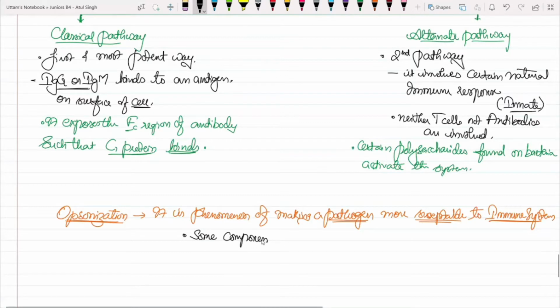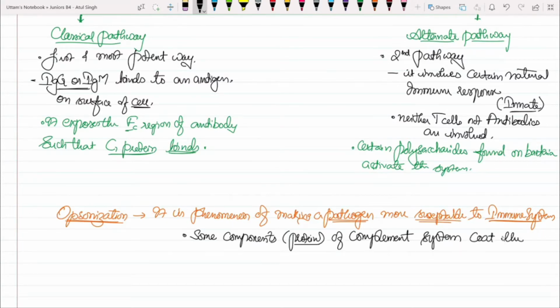So over here, what happens? Some components, that is proteins only, in the complement system. Proteins of the complement system, what do they do? They coat the surface of the pathogen.